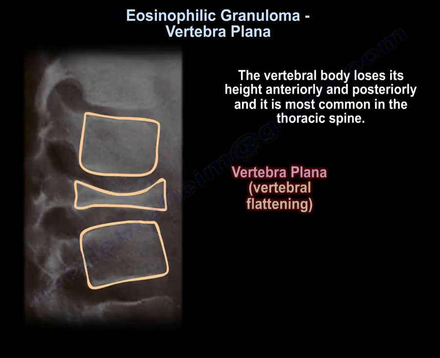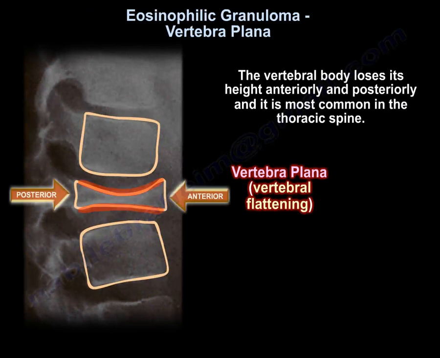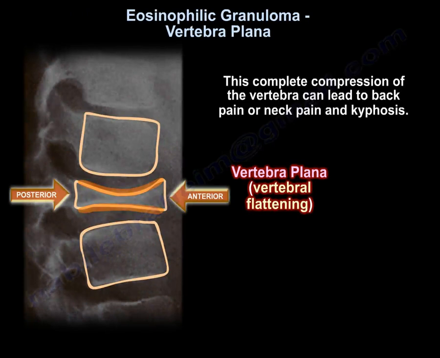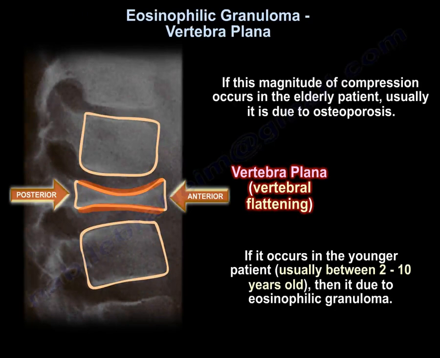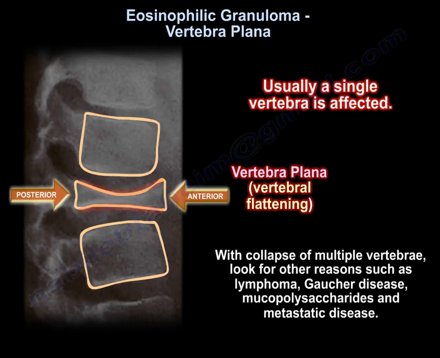The vertebral body loses its height anteriorly and posteriorly, and it is most common in the thoracic spine. That complete compression of the vertebra can lead to back pain or neck pain and kyphosis. If it occurs in the elderly, usually it is due to osteoporosis. But if it occurs in the young, usually between 2 to 10 years old, then it is due to eosinophilic granuloma. It is usually a single vertebra that's affected.